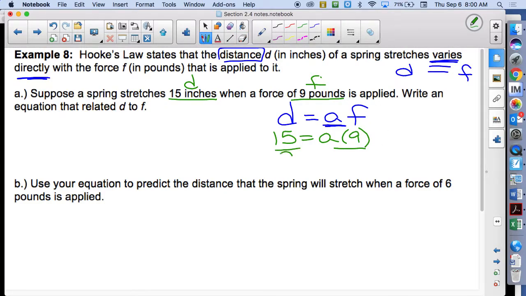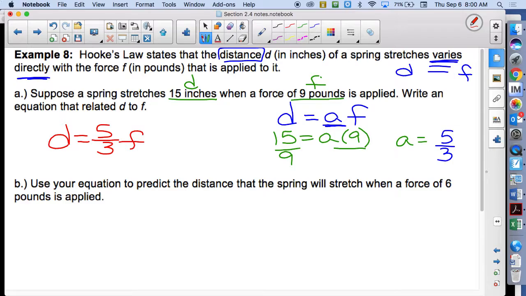And if we divide by 9, reducing this, keeping it as a fraction, enables us to solve for A, which would be the slope of this problem, or we call it the variation constant. So Abby, if we reduce 15 and 9, what do you get? 5/3. So it says write an equation relating D to F. So my equation, distance is equal to 5/3 times the force that I would apply to it. So that 5/3 is my slope. It's constant with every single spring that we're dealing with.